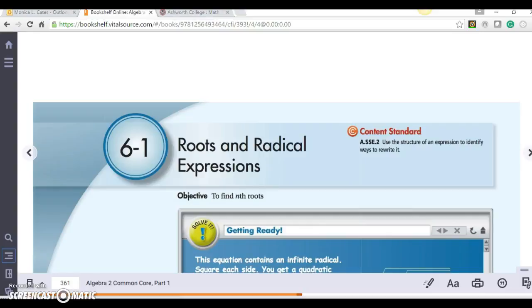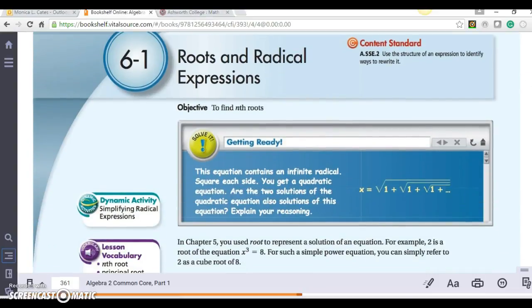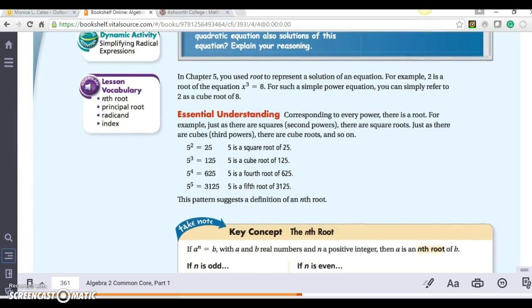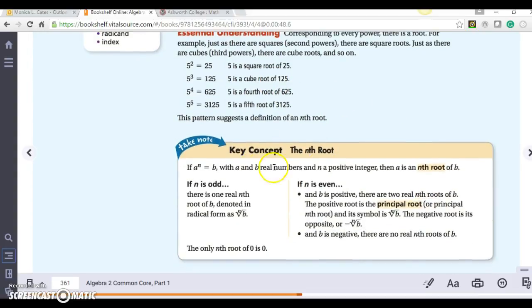Okay, we're looking at lesson 6-1, roots and radical expressions. We already understand the properties of square roots, cube roots, fourth roots, and fifth roots. So now we're talking about nth roots. If a to the n equals b, with a and b being real numbers and n a positive integer, then a is the nth root of b. This box might not make sense until you see the actual example, and hopefully then it'll make sense.